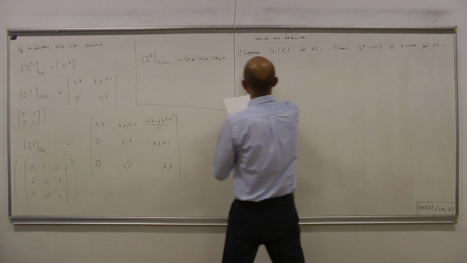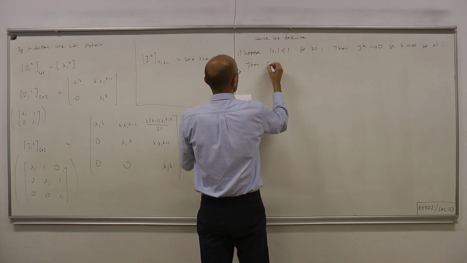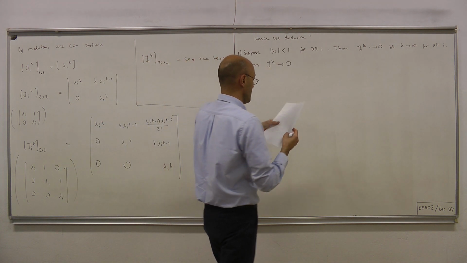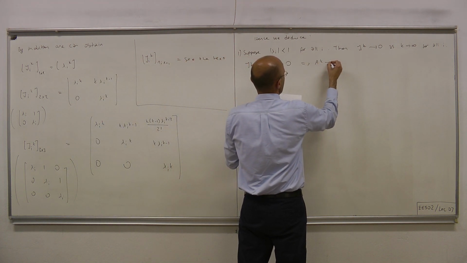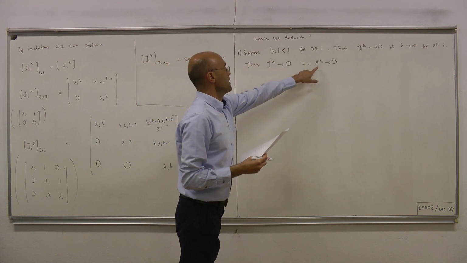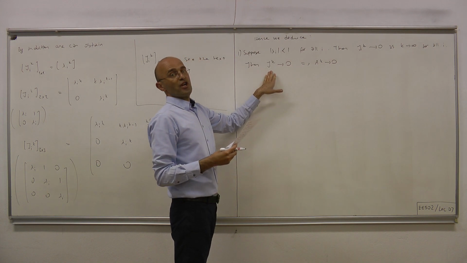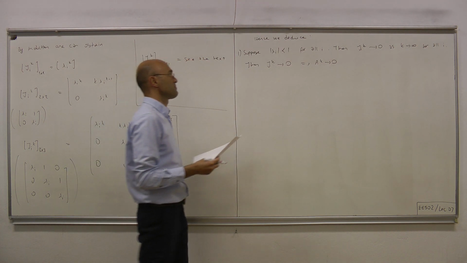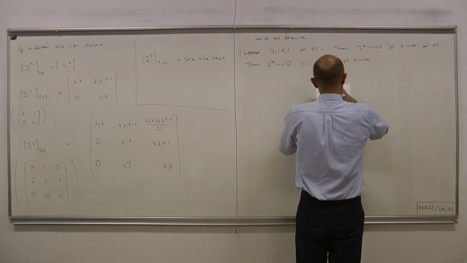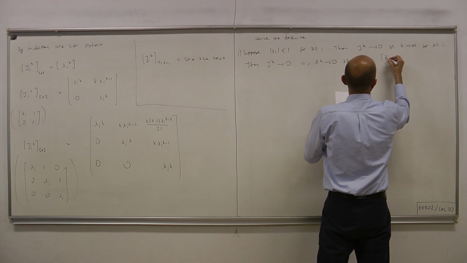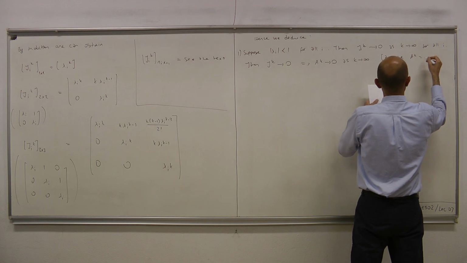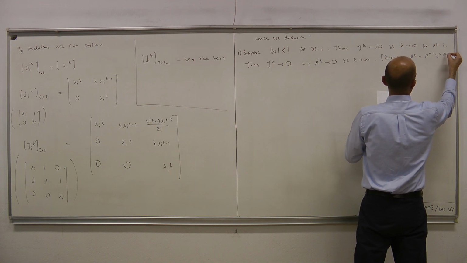Then J_i converges to 0 as k goes to infinity for all indices. Then J to the k converges to 0, where J is the Jordan matrix. That means A to the k converges to 0, because A to the k is simply some constant matrix times J to the k times some other constant matrix. Hence A to the k equals P inverse J^k P.